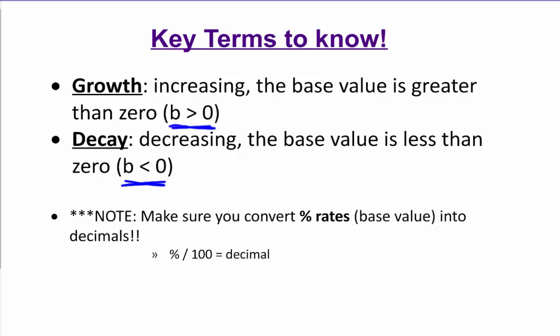One thing to note is that when we are dealing with story problems, we are going to be converting percentage rates into decimals so that we can add or subtract them to make our b values. How you do that is by dividing your percent by 100 to get a decimal. And that decimal number is what you'll be adding or subtracting to 1 to get your b value. And you will see examples of this coming up.